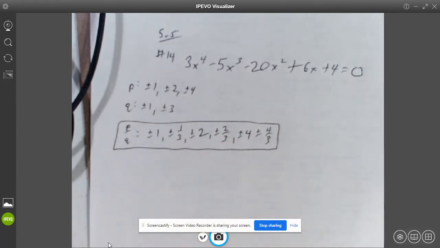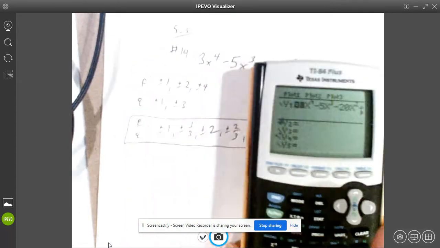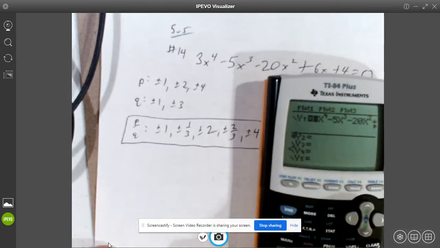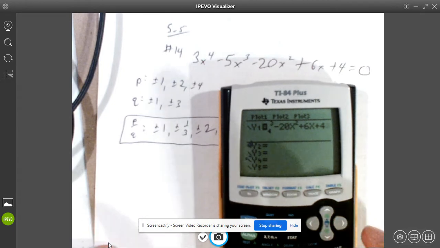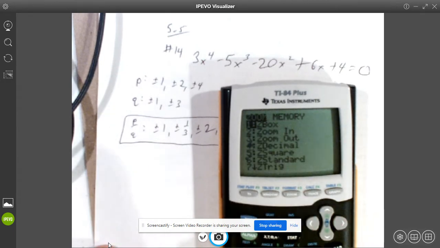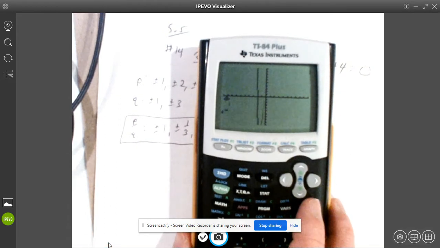So to narrow it down even more, I want to look at the graph. So I've got it typed in there. Make sure I've got it right. 3x to the 4th minus 5x cubed minus 20x squared plus 6x plus 4. All right, good. And again, I always zoom 6 it, just to make sure. Okay, and shortly it should be graphing this thing.